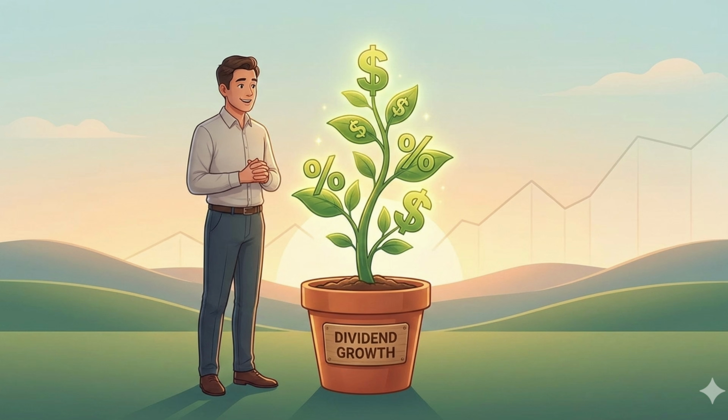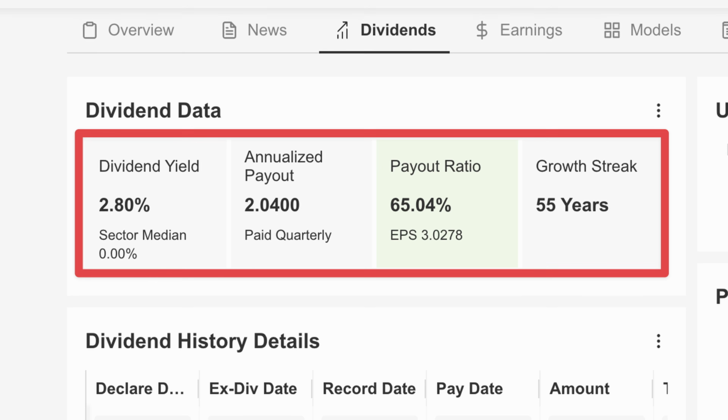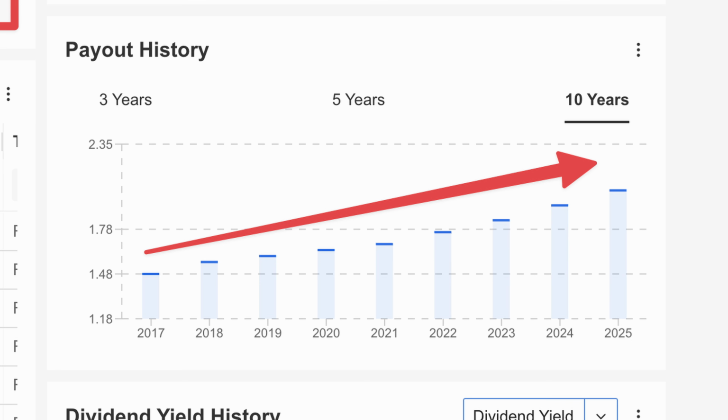The third mistake many ignore is dividend growth. Dividend investing isn't just about the current yield, it's also about growth. A common mistake is ignoring stocks that have lower yields today but consistently grow their dividends year after year. Don't skip great businesses just because their starting yield is only 1 or 2%. Those fast growers can deliver much higher income down the road.